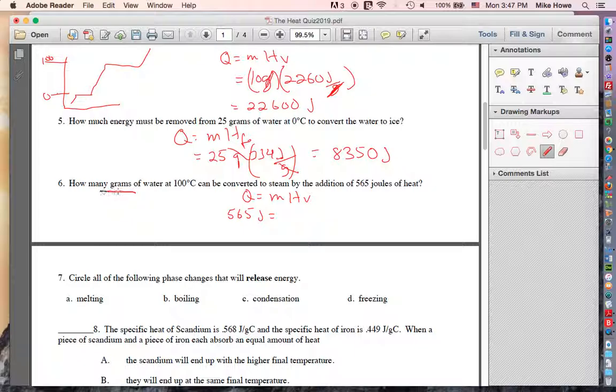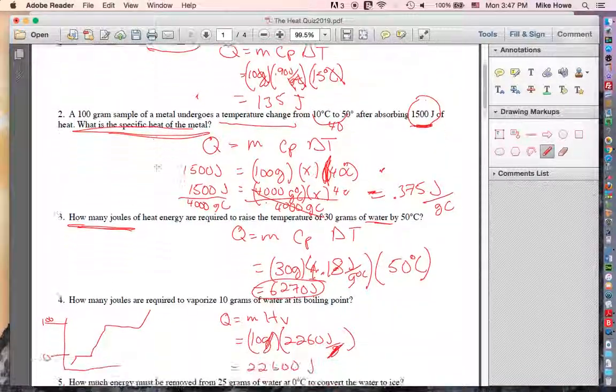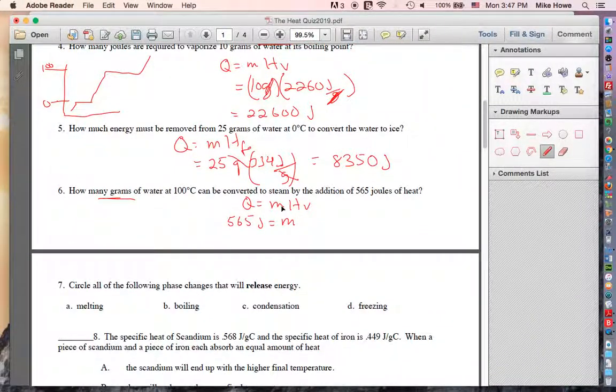We're looking for how many grams, so that'd be m. We don't know what that is. Hv, I think we know, don't we? It's 2,260.